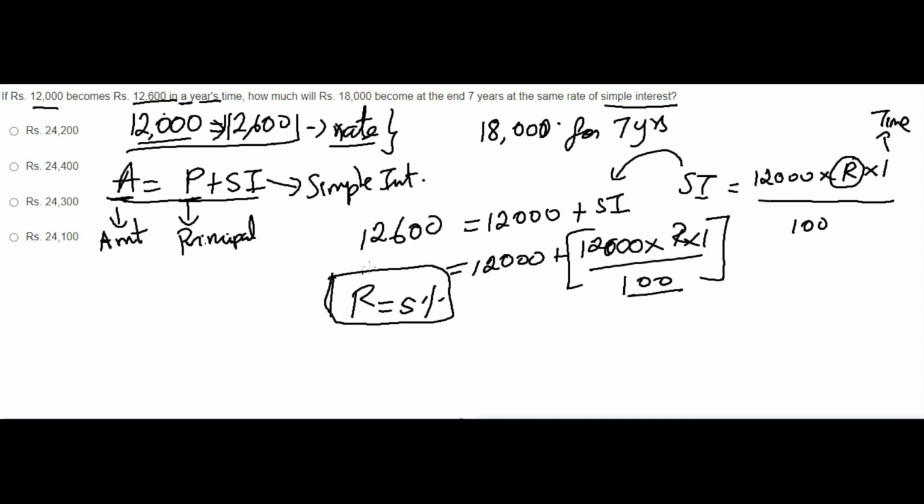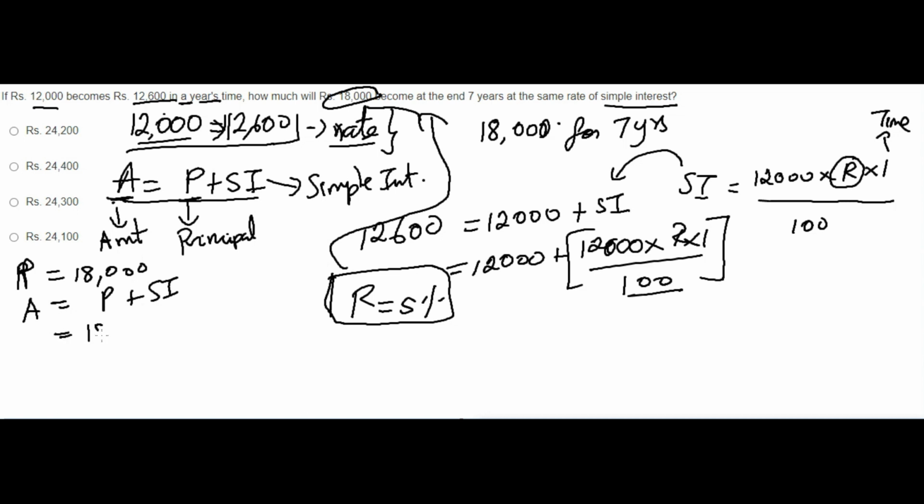Now we have found the R. With this R, we are going to do the calculation for the 18,000. We know that the principal is equal to 18,000, so we do the actual calculation with the formula A is equal to P plus SI. The principal amount is 18,000, right?